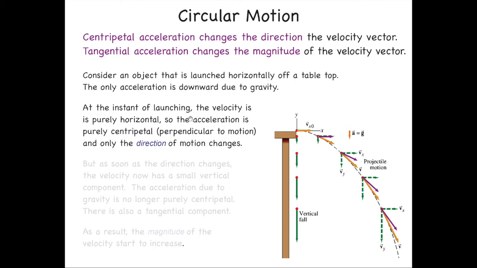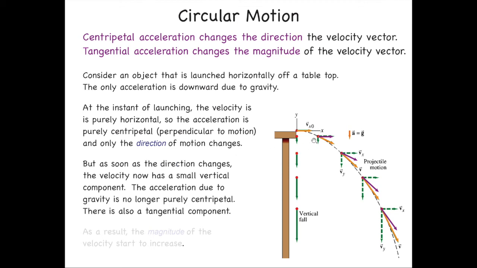Right? Remember that perpendicular acceleration or centripetal acceleration only changes the direction. But as soon as that direction starts to change, it's no longer being launched or no longer flying purely horizontal. It's now flying horizontally with a little bit of a downward component. Right? So it now has a small vertical component, and that acceleration due to gravity is no longer purely centripetal because it's no longer strictly perpendicular to the velocity. So as a result, the acceleration now has a tangential component as well as a centripetal component.